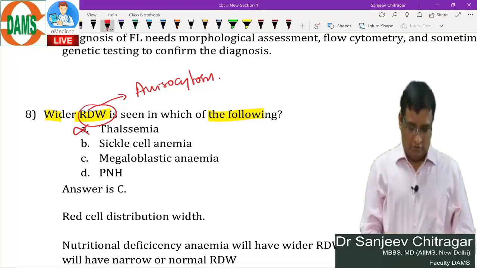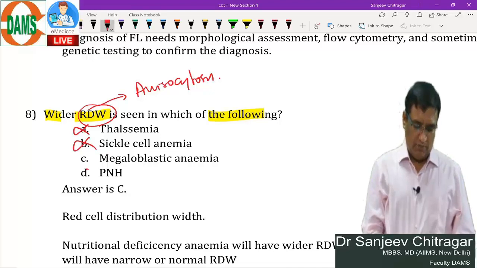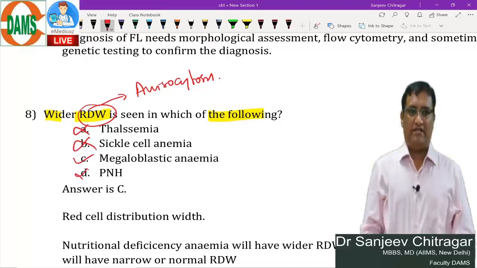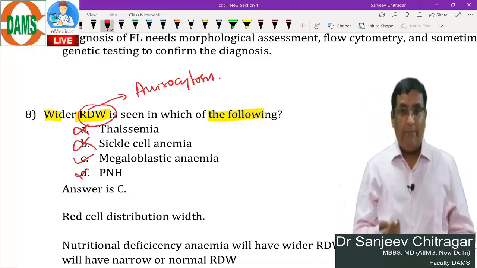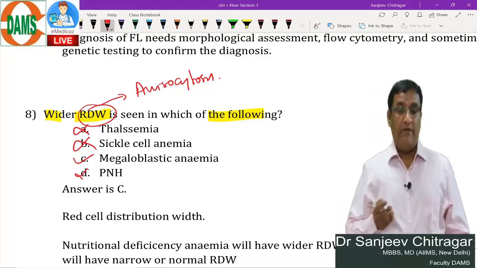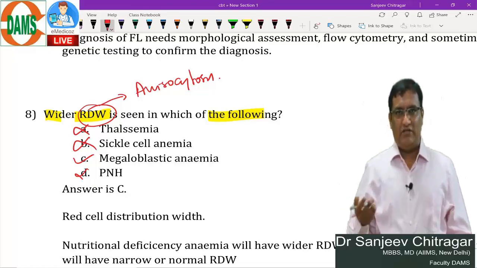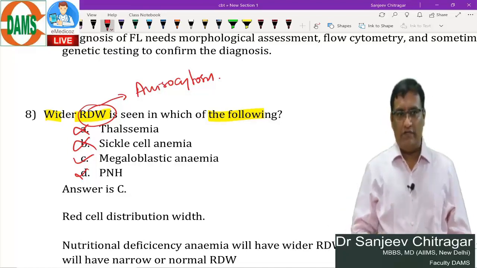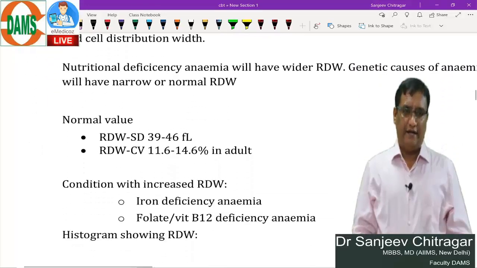All will be microcytic there. It is not sickle cell anemia as well. It is not PNH. Answer is megaloblastic. Wide RDW is seen in extreme variation. The best answer, if at all that was there, would have been a dimorphic anemia. That is not given, and that's why I will go with megaloblastic. Megaloblastic will also have a wide RDW.